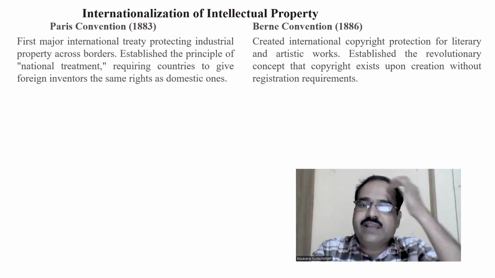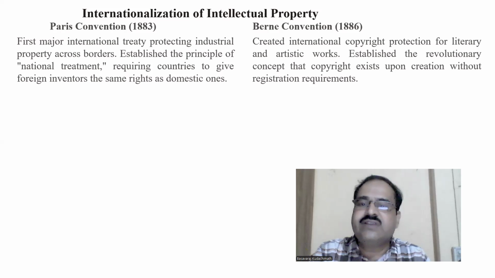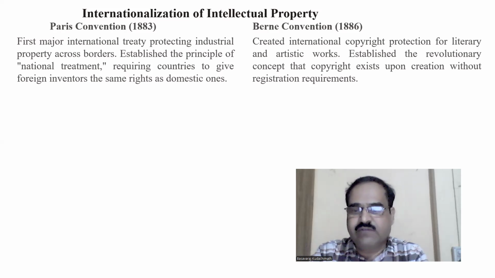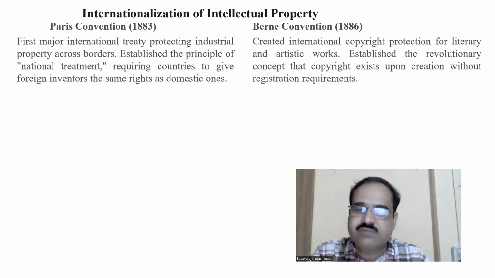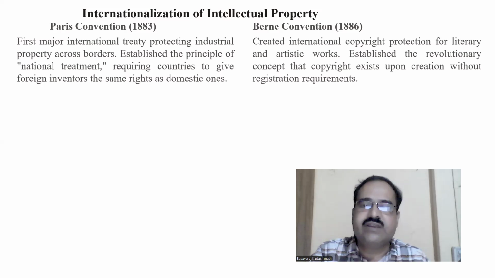Then the Berne Convention in 1886 created international copyright protection for literary and artistic works, and established the revolutionary concept. Earlier in 1883, only the intellectual property of the technology brought inside was protected, but in 1886, even the copyrights, what you call the publications of books and everything, were to be protected at the international level. It established the revolutionary concept that copyright exists upon creation without registration requirement, no registration requirement. If any foreign country comes in and publishes books and so on, the other country should protect the rights. They cannot copy the foreign country products, foreign country books and so on. That was restricted, and registration was not required.